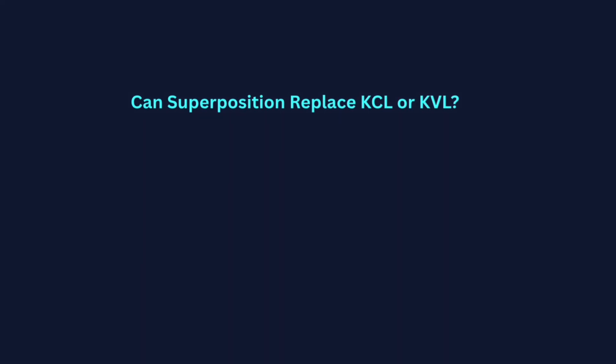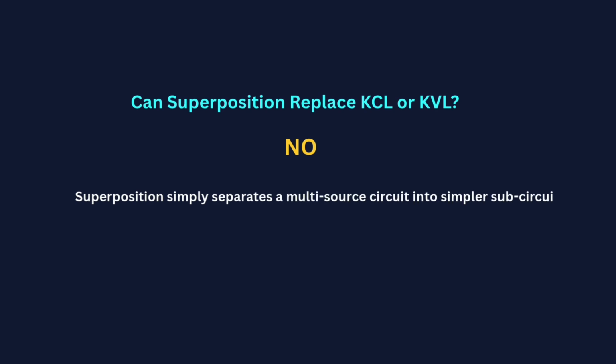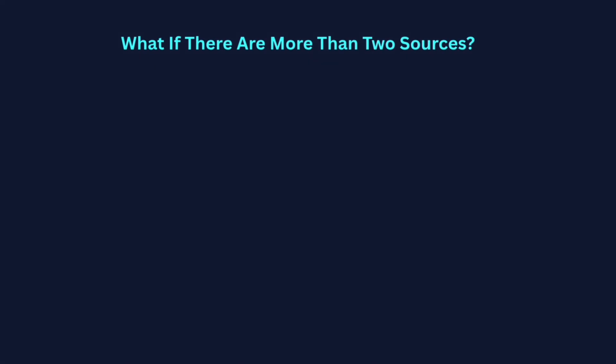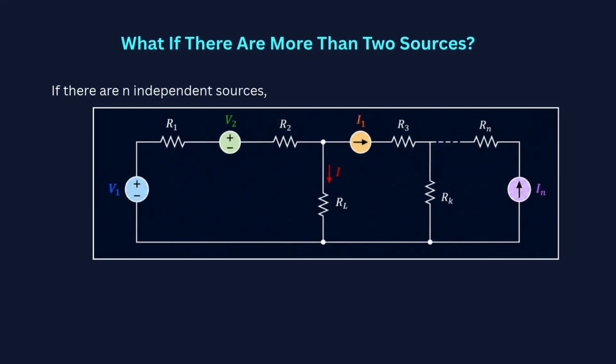Can superposition replace KCL or KVL? No. Superposition tells us how to separate a multi-source circuit. We can then use KCL, KVL, nodal analysis, mesh analysis or any other suitable method to solve individual circuits. What if there are more than two sources? The same idea applies. If there are n independent sources, consider one independent source active at a time. You will obtain n cases, then add all responses algebraically.